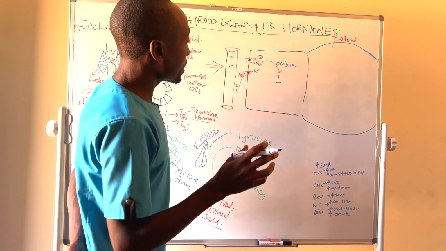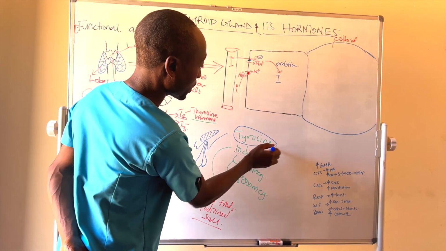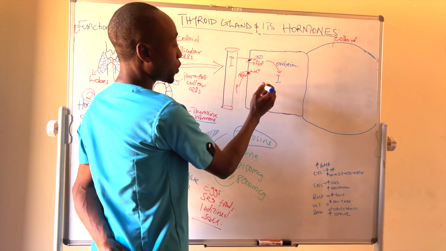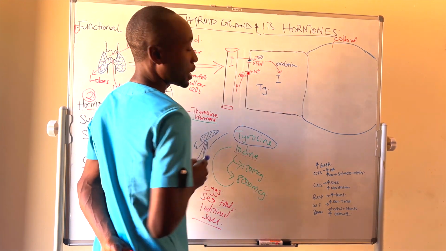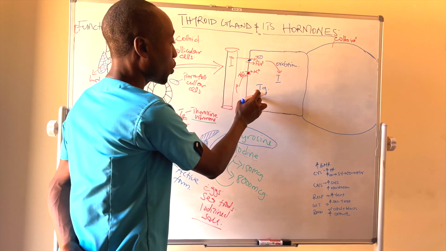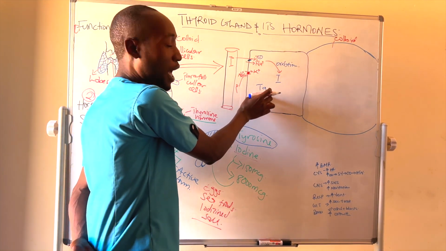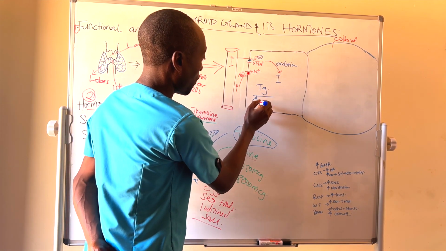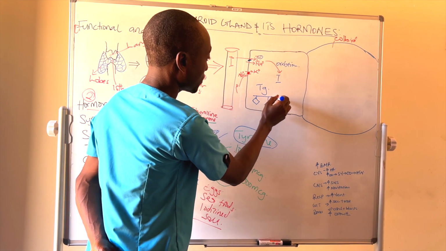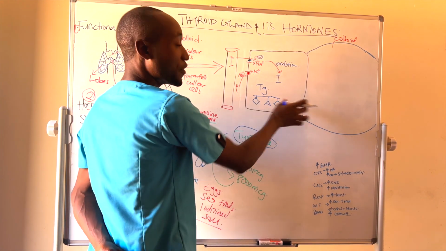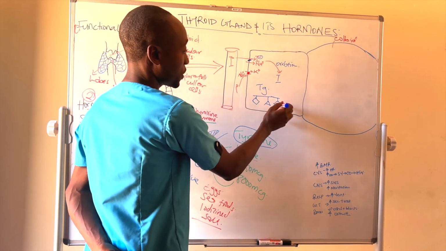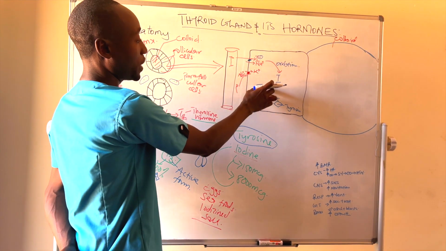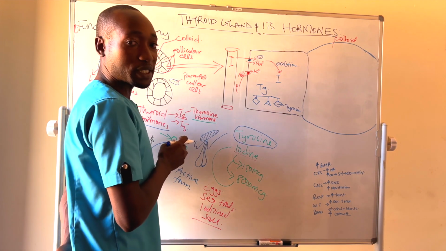Then we also need to understand that we've said we need tyrosine. So where do we get tyrosine? Now, the body manufactures what we call TG, or thyroglobulin. This is a glycoprotein, and it is basically a series of tyrosine. It has very many amino acids which are basically tyrosine. So we have our thyroglobulin, which is a glycoprotein that has different tyrosine molecules.